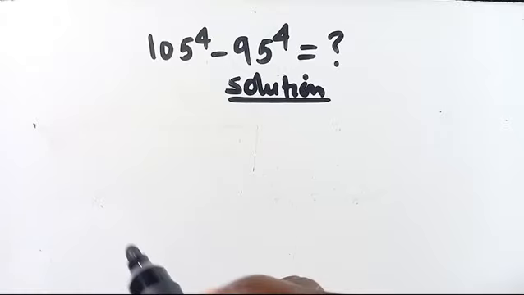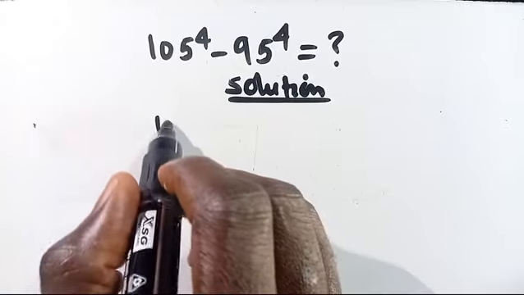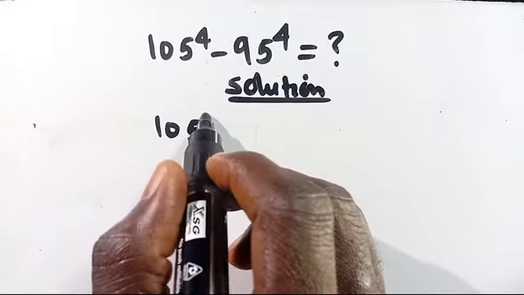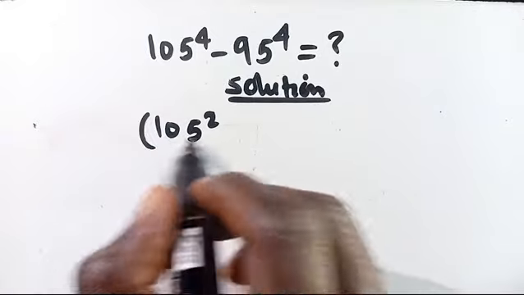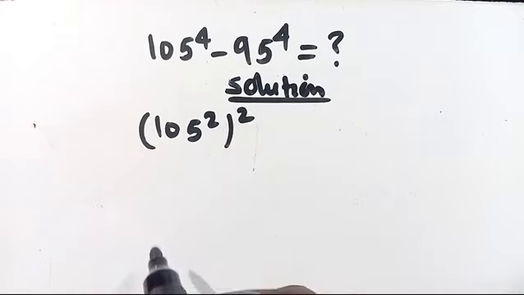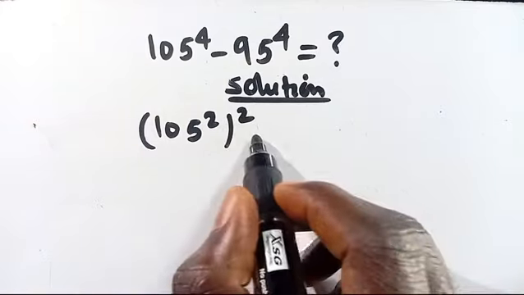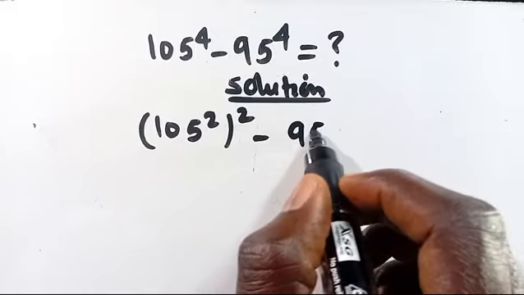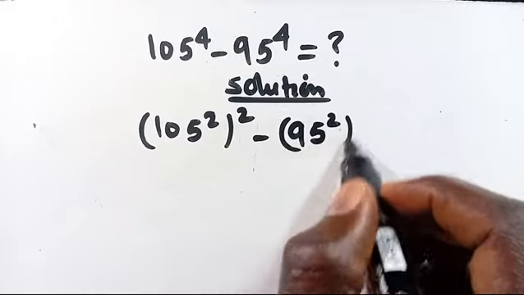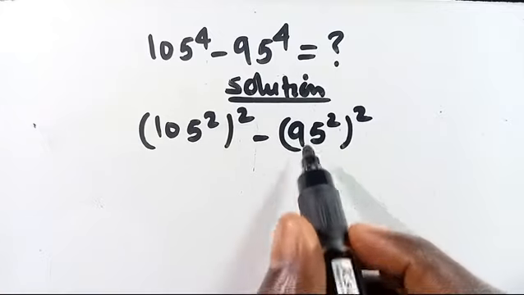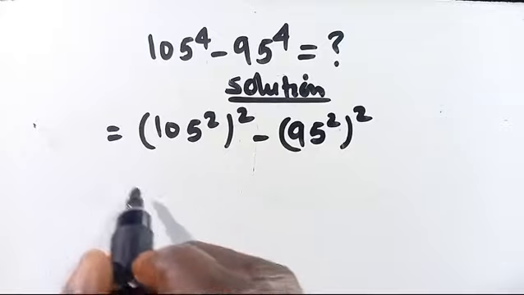Let's see how to simplify this without a calculator. 105 to the power of 4 can be simplified as 105 to the power of 2, in parentheses to the power of 2. 2 times 2 will give us 4. 95 to the power of 4 is 95 to the power of 2, in parentheses to the power of 2. These 2 times 2 will also give us 4.